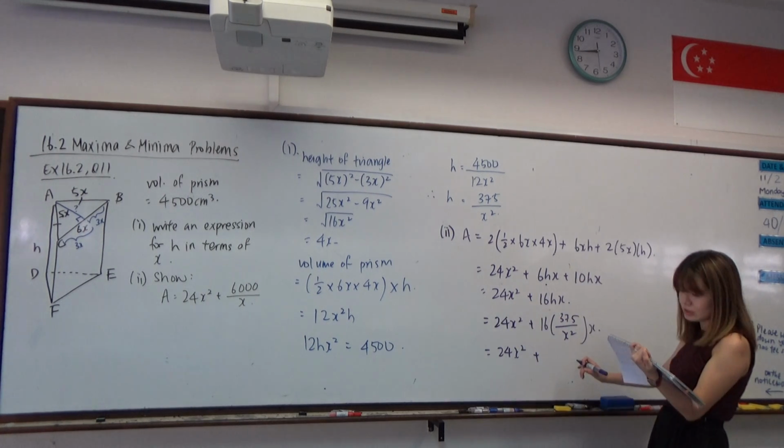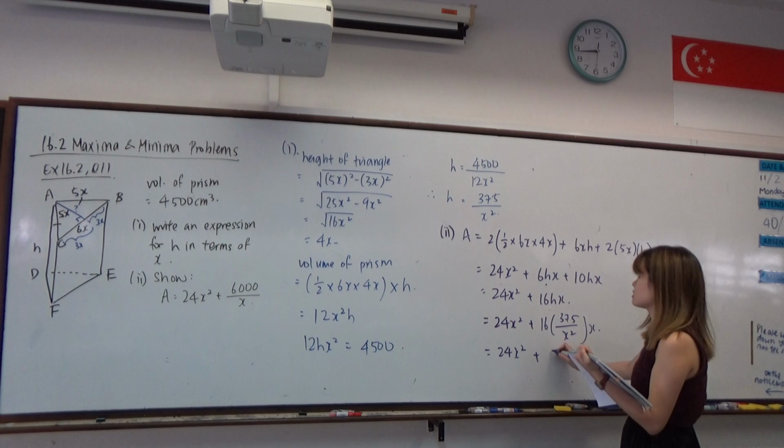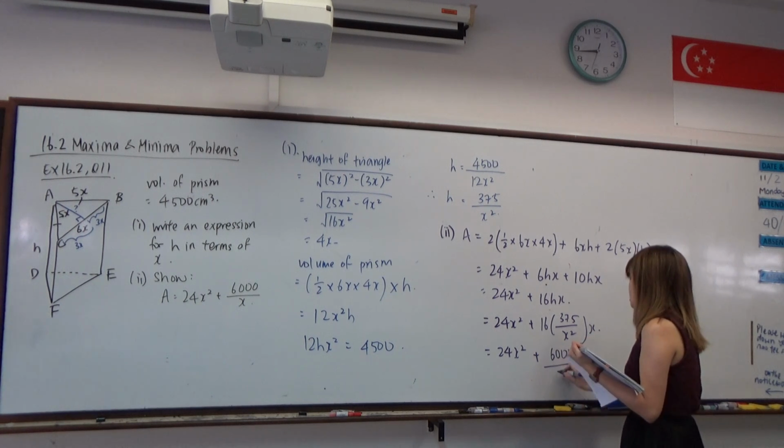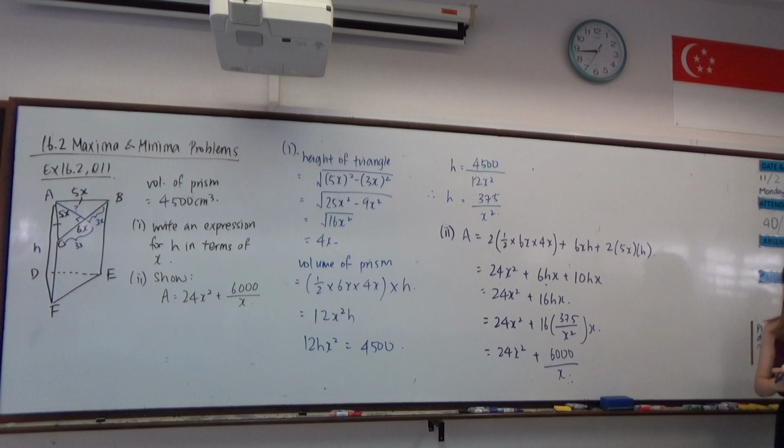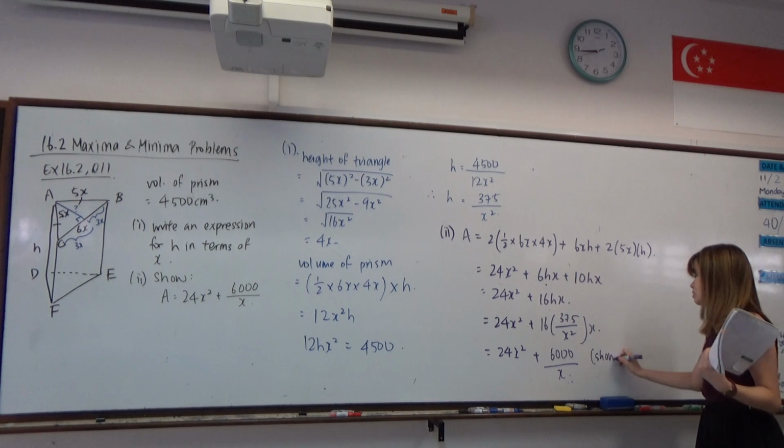What is 16 times 375? 6,000. Okay, so we will get the required equation. So shown.